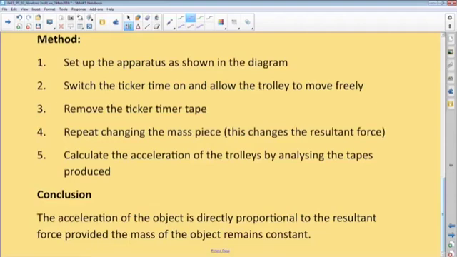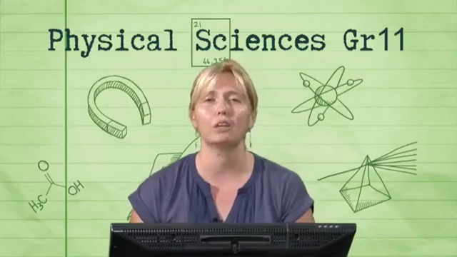So I'm going to read it to you. It says the acceleration of the object is directly proportional to the resultant force, provided the mass of the object remains constant. So what does that mean for us? That means that we've proved Newton's second law, which is actually a really cool thing to do in the lab.